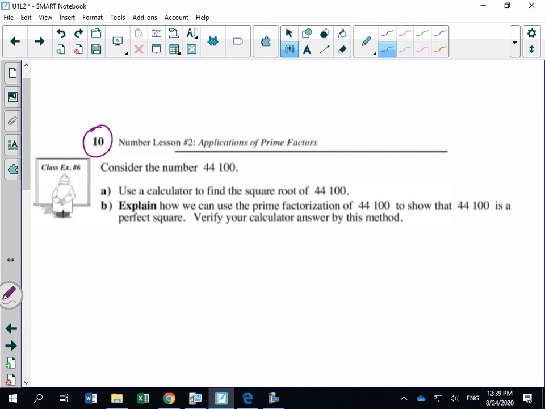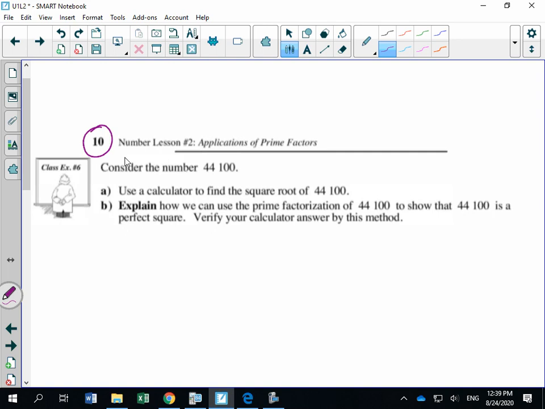In part 1, I taught you GCF. In part 2, I taught you LCM, lowest common multiple. And part 3 is going to be the last application, which is something called perfect squares and perfect cubes. So let's work through class example number 6.